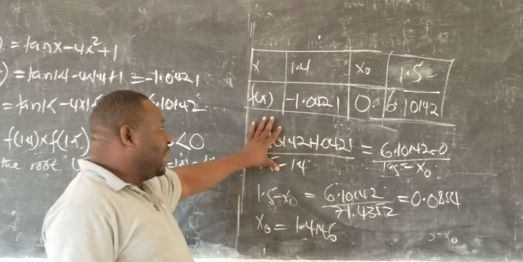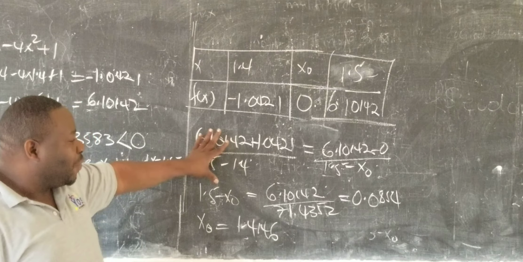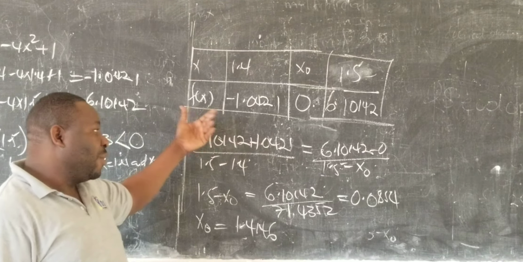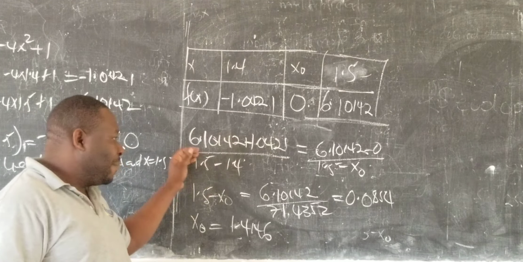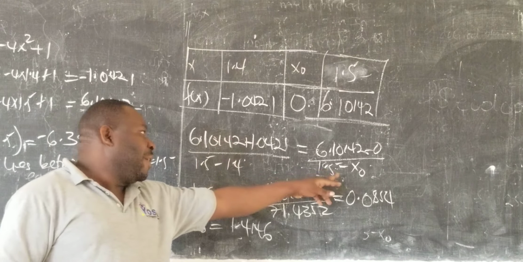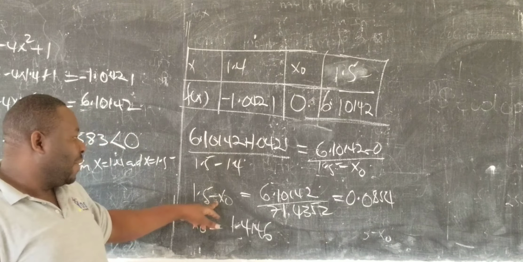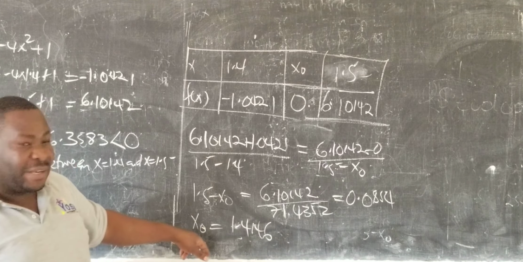For the computation here, you must follow your algebra. First get this term here, then you cross multiply, you divide it, and then you make x naught the subject.